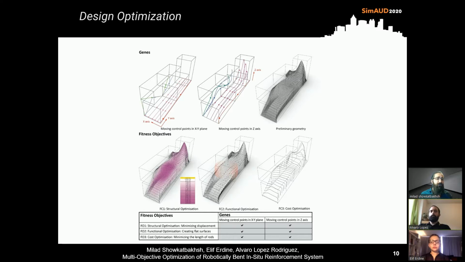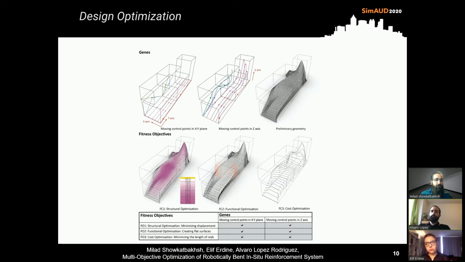The first step was to parameterize the design proposal in order to create the design problem. The second was to define the constraints and objectives, which are the backbone of the evolutionary computation process. The objectives were to optimize the structural performance by reducing the structural displacement value of the shell. Changing the form through control points of the geometry allows the generative process to generate variable and viable solutions. The second objective was to create pockets of flat surfaces on the geometry.